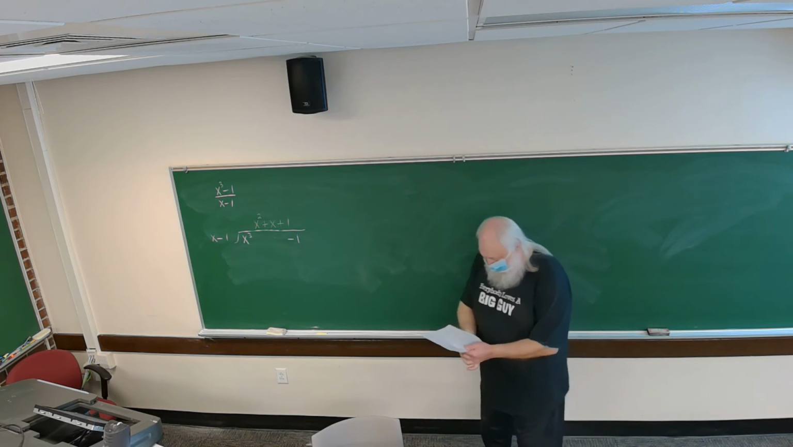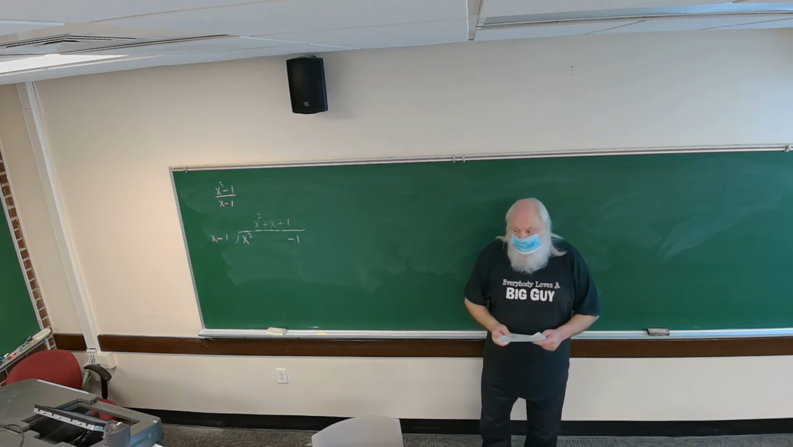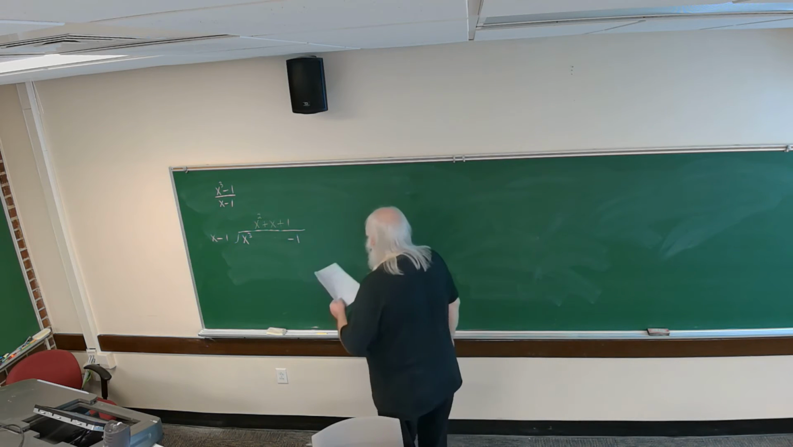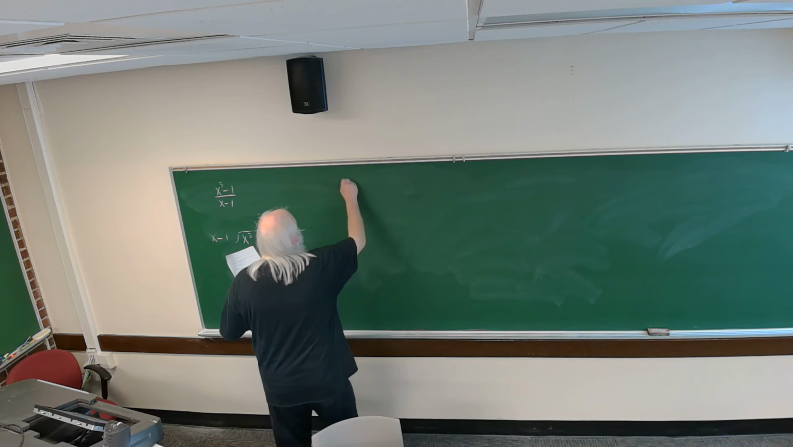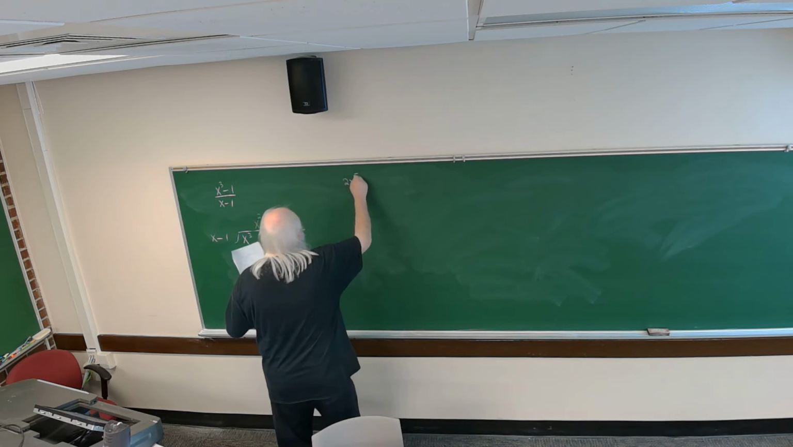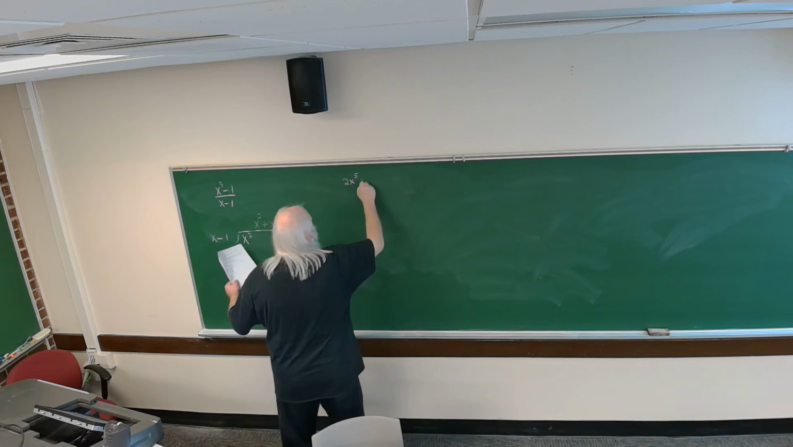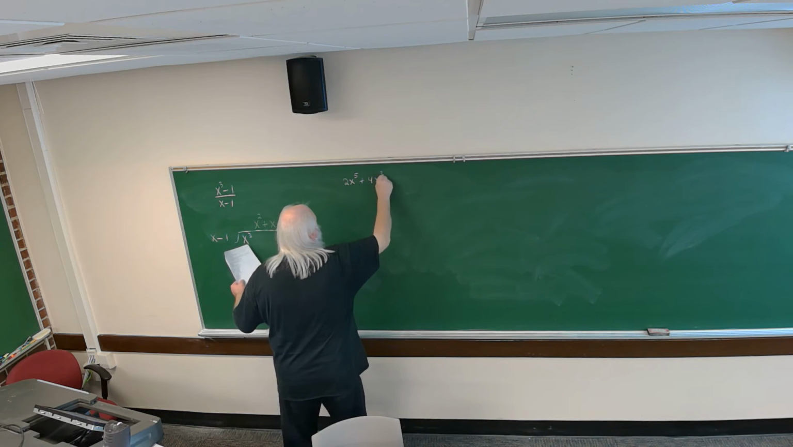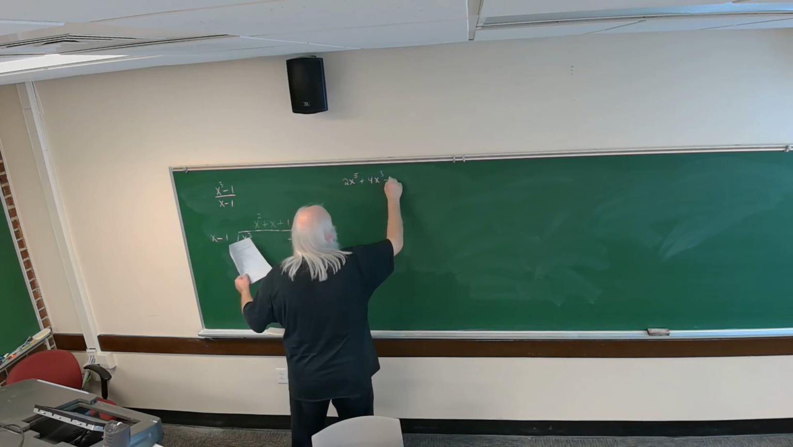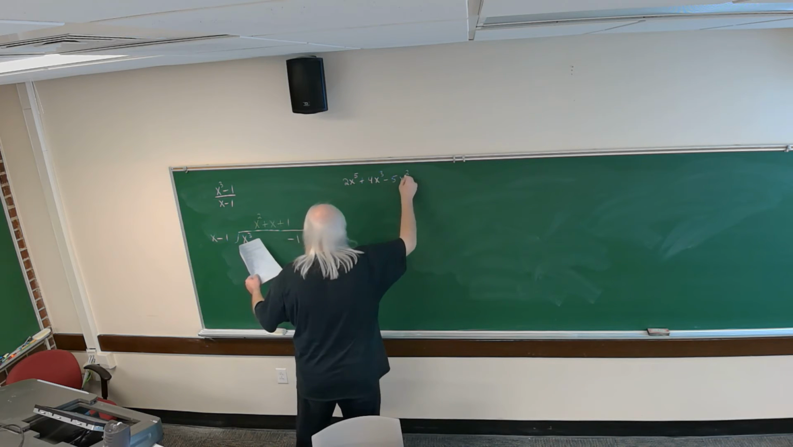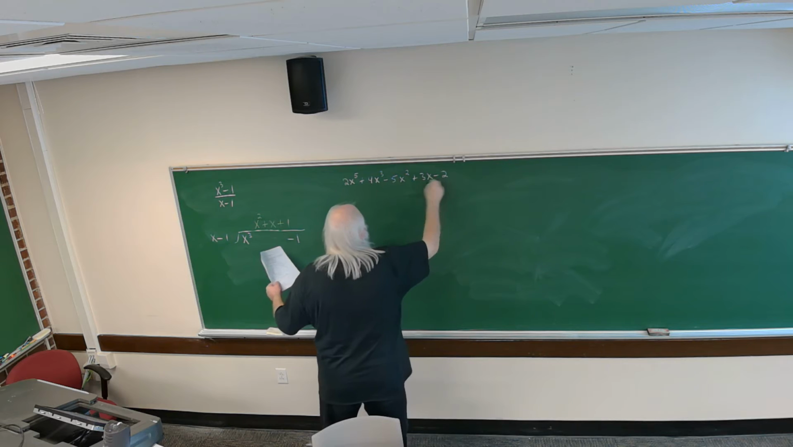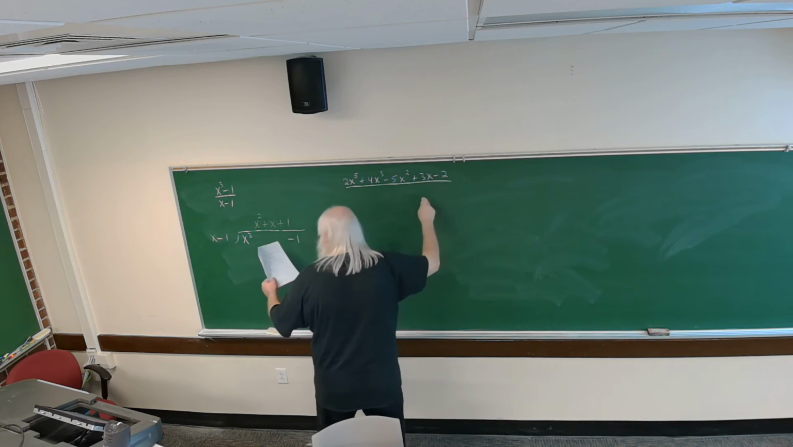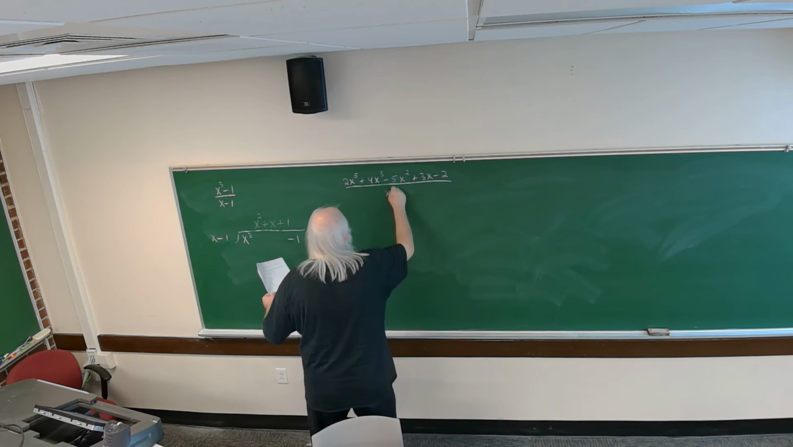All right, any questions? All right, let's take a look at C, where we're dividing 2x to the 5th plus 4x cubed minus 5x squared plus 3x minus 2 over x squared minus 3.